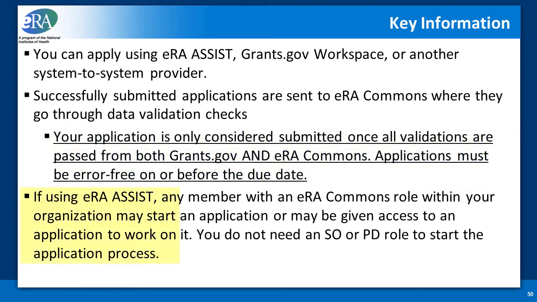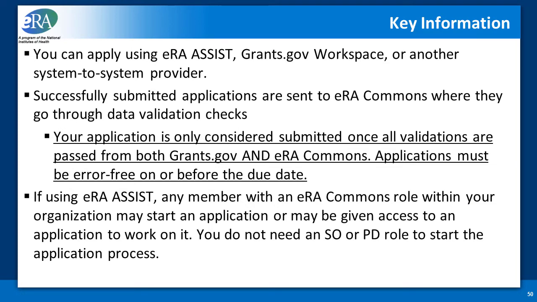If you decide to use ERA's Assist, any member of your organization with an ERA Commons role can initiate an application, and then fill out the application. Any user affiliated with your organization, and who has an ERA Commons role, may be given access to the application by a signing official. You do not need to have an SO, or a PI role in order to start the application process in Assist. You just need an ERA Commons account with your organization, and access to Assist.